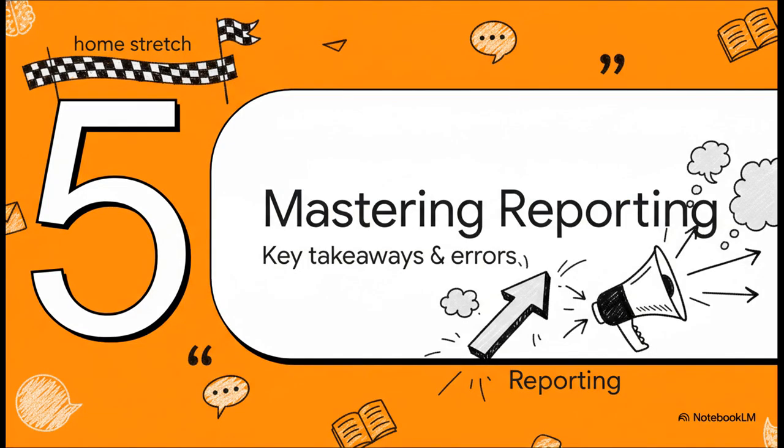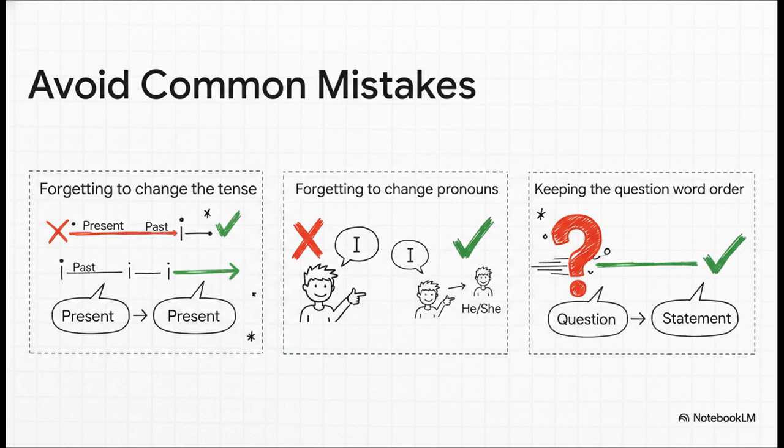We are in the home stretch, everyone. Let's pull all this together with a few final tips so you can start reporting what people say with total confidence. If you really want to sound like a pro, you just got to watch out for these 3 super common mistakes. First, and this is the most obvious one, just forgetting to change the tense. Happens all the time. Next, don't forget to change the pronouns. I almost always needs to become he or she. And finally, this one's a little tricky. When you report a question, you have to flip the word order back to a normal statement. Keep these 3 in mind, and honestly, you'll be golden.